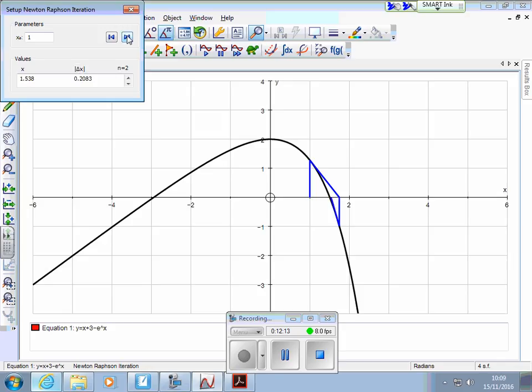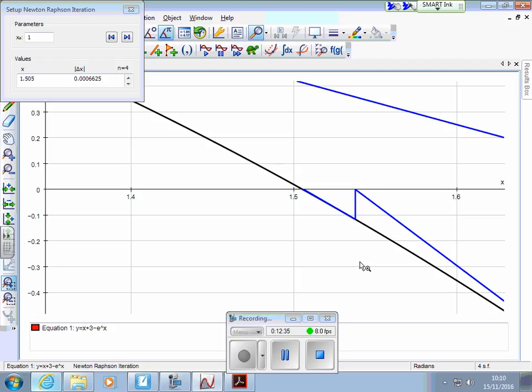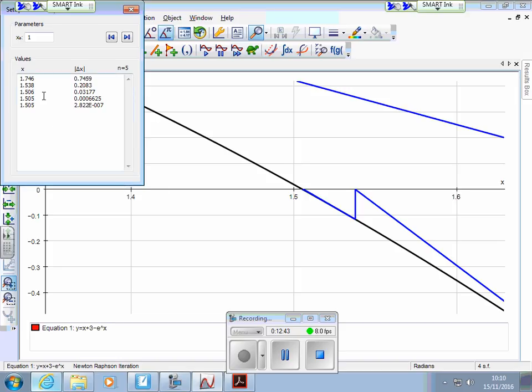Add an iteration. We go back, we've gone the other side. So our new guess is 1.538. Move in a little bit. Add another iteration. We've gone in between again, so we're getting closer. The last one is exactly the same. So we can stretch this down and see all the results. After 1, 2, 3, 4, 5 iterations, we get 1.505 to 3 decimal places.